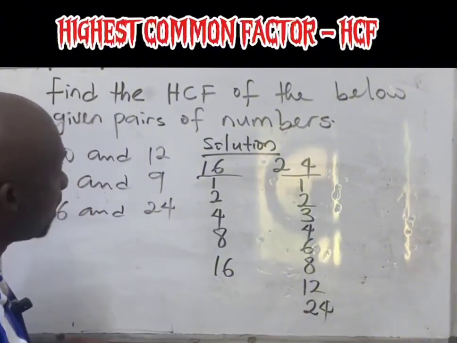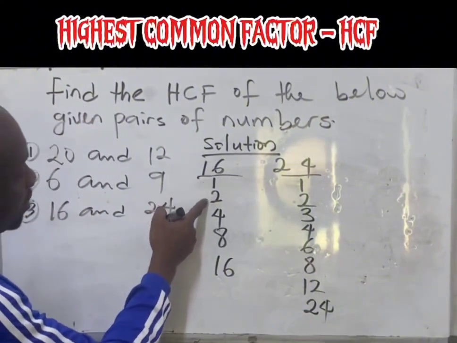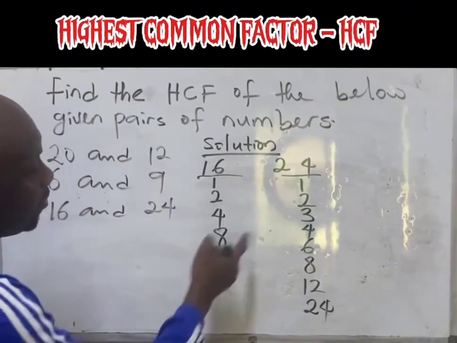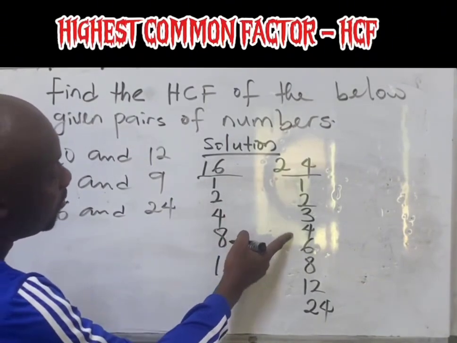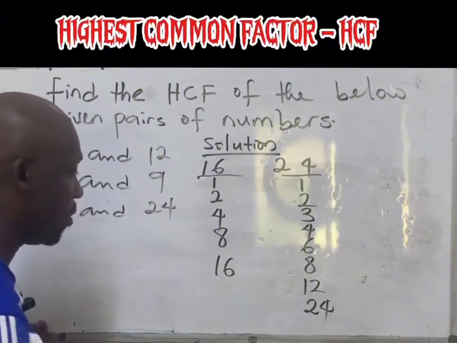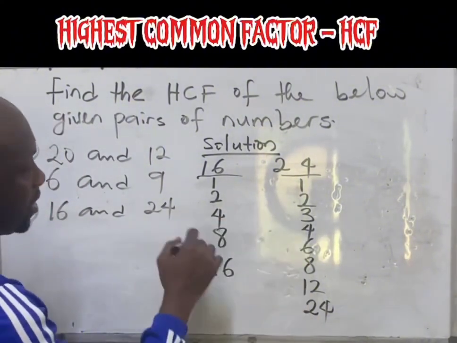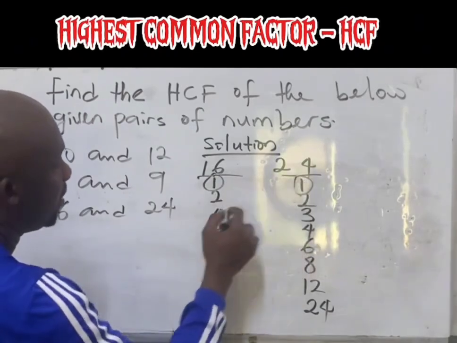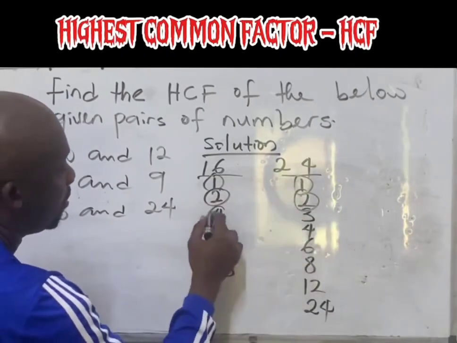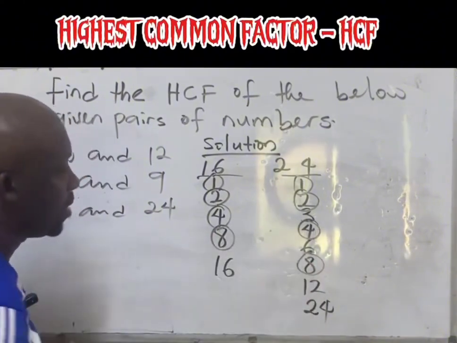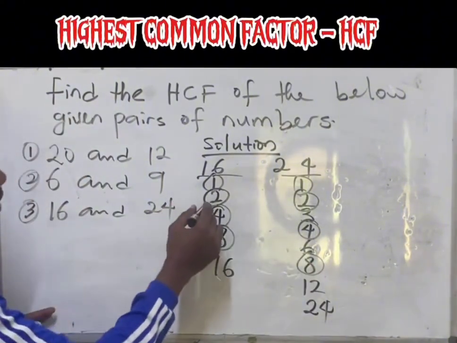All right. So the factors for 16 are 1, 2, 4, 8, and 16. And the factors for 24 are 1, 2, 3, 4, 6, 8, 12, and 24. So we're going to look for the factors that are common. We have 1, 2, 4, and 8.